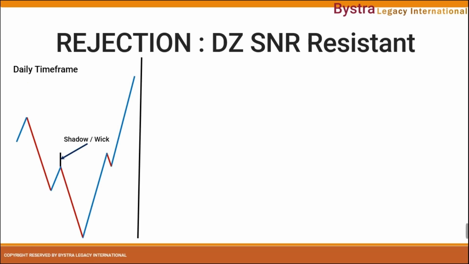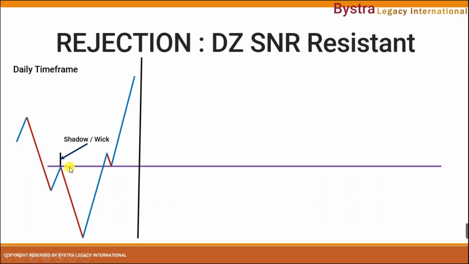Here we can see that this is the daily time frame. Up here is the resistance, bottom here is the support. So this will be the second movement. So price on the daily breaks this second movement. This is considered a danger zone SNR on the daily time frame as a resistance as well.